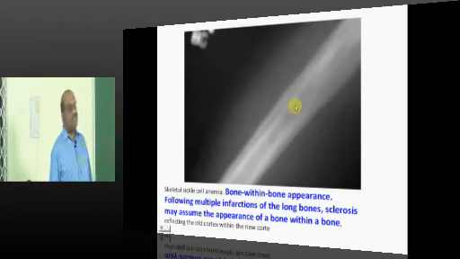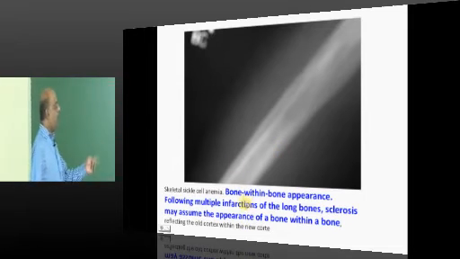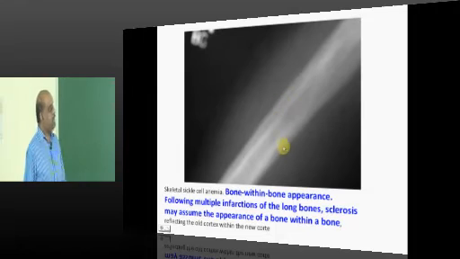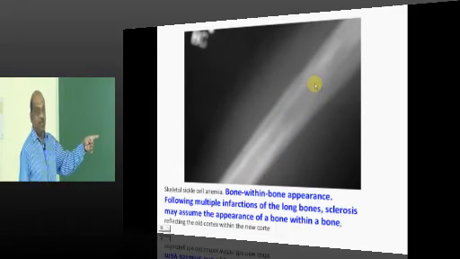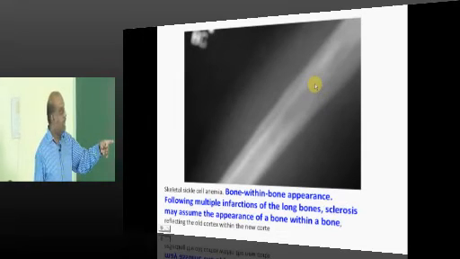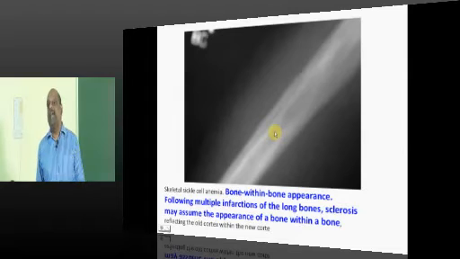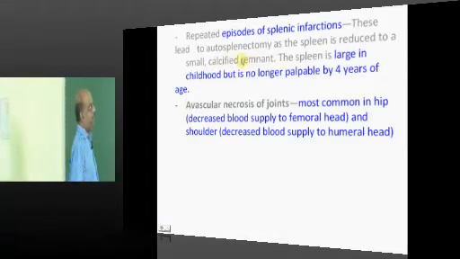Now this is a classical radiograph of the bone. It's called bone within the bone appearance. When there are multiple infarctions of the long bones, there will be sclerosis of the bone due to the infarct, and that gives what is called bone within the bone appearance, which is classical in the case of sickle cell anemia, and needs to be remembered.